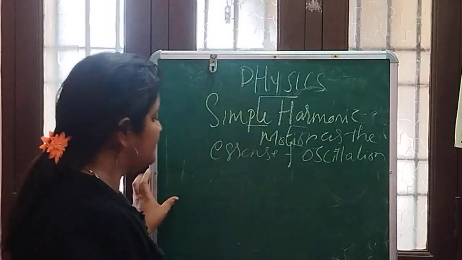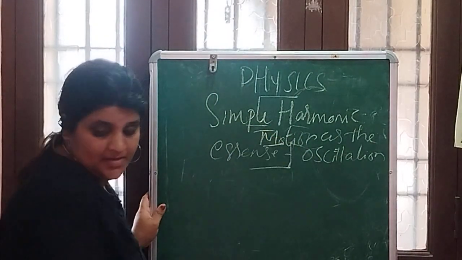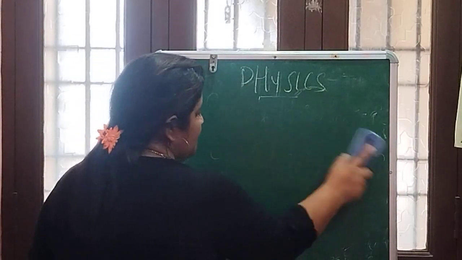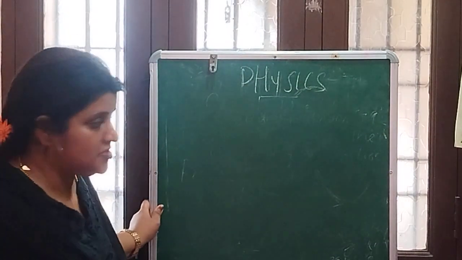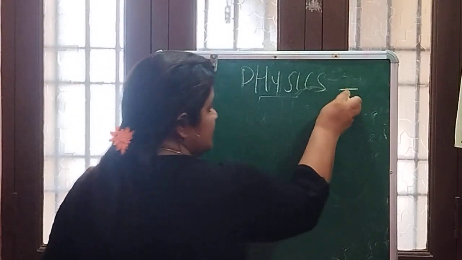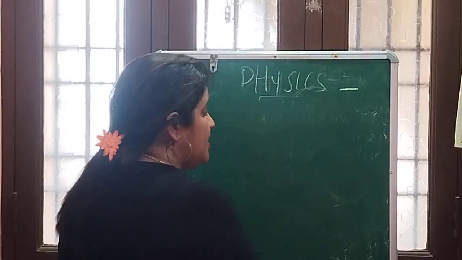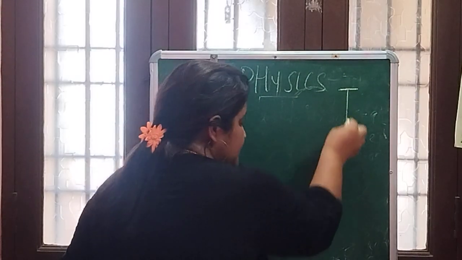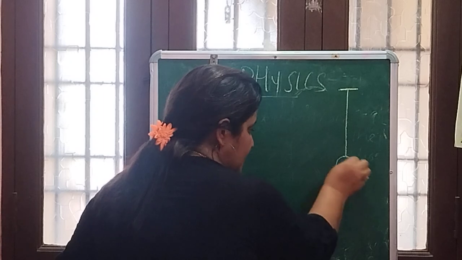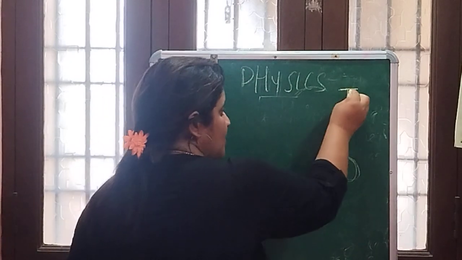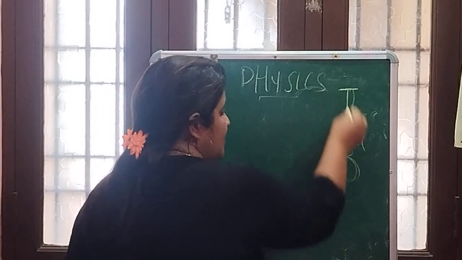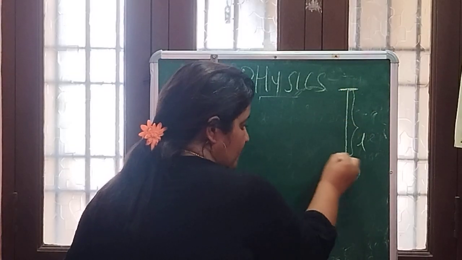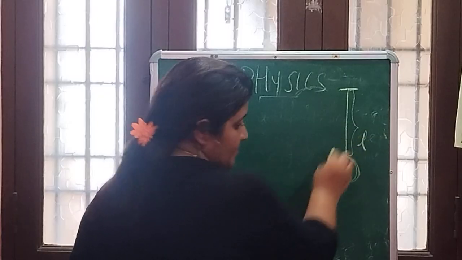For that, going to our simple pendulum structure. So this is the point of suspension. From this point of suspension, there will be a string of length L. At the end portion, there will be a bob of mass M. So this is the length of the pendulum, the distance between the point of suspension and the bob of mass M.